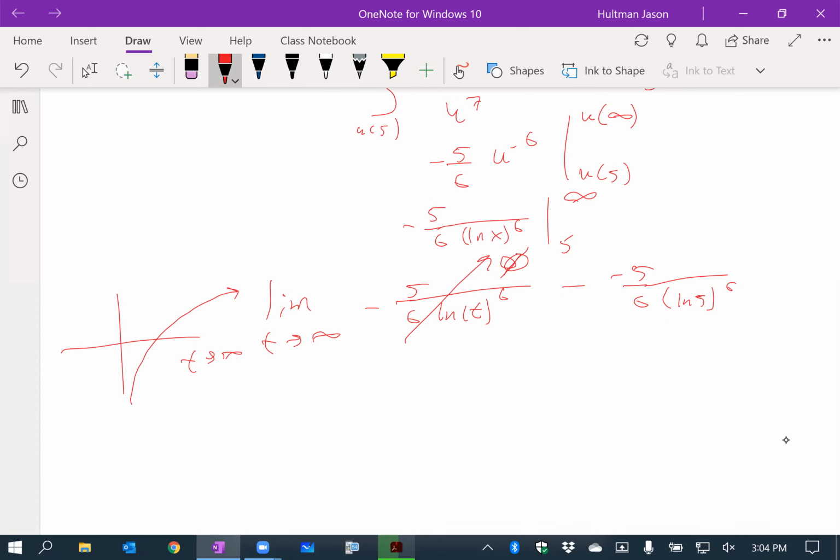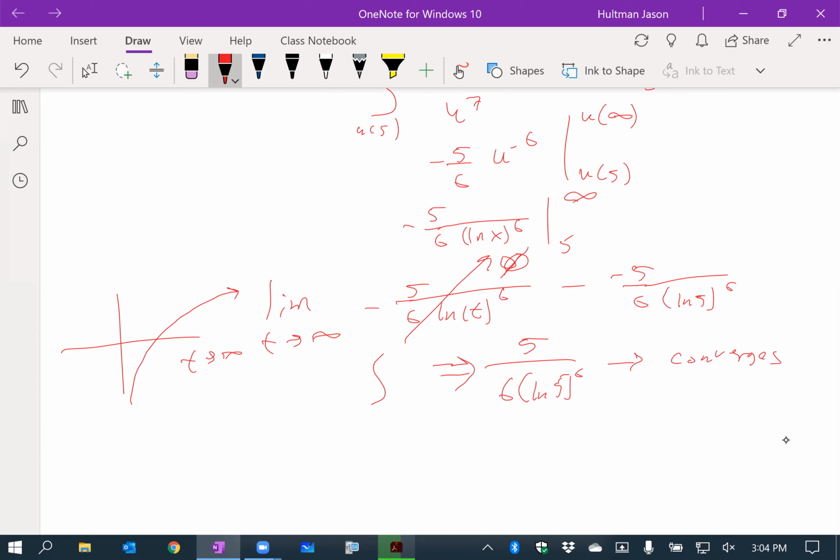And so then we're just left with a plus 5 over 6 natural log 5 to the 6th power. That's what this thing's going to go to, which is a whole number. It's not a whole number. It's a real number. That's what I should say. Okay, it's a real number, and so it does converge. So the integration converges to this. The integral converges to this.